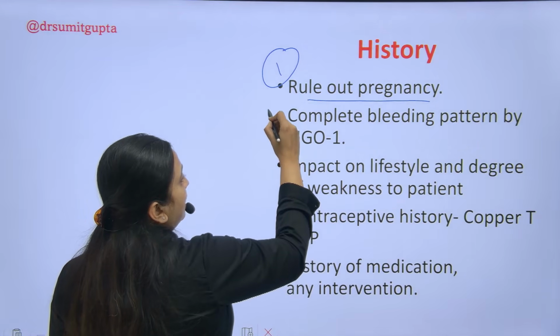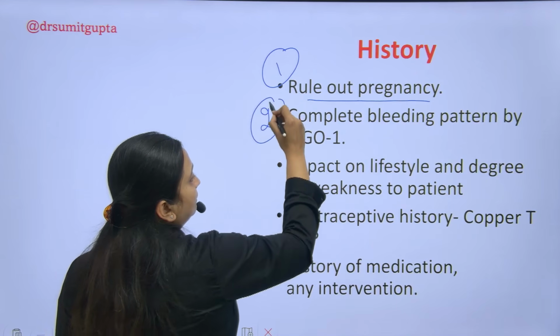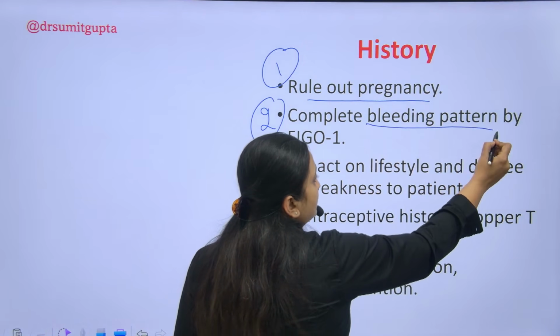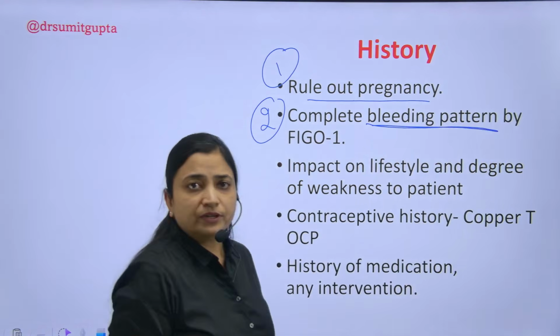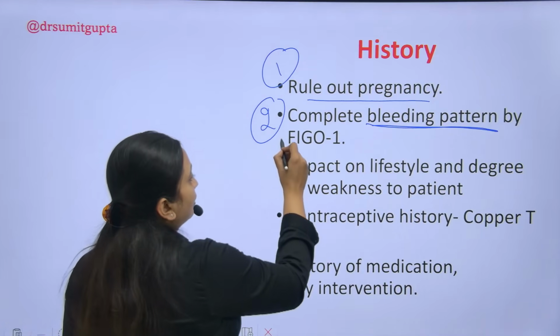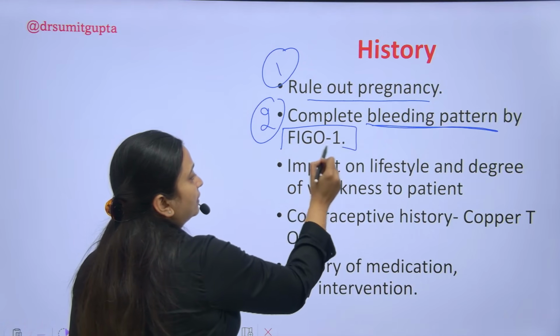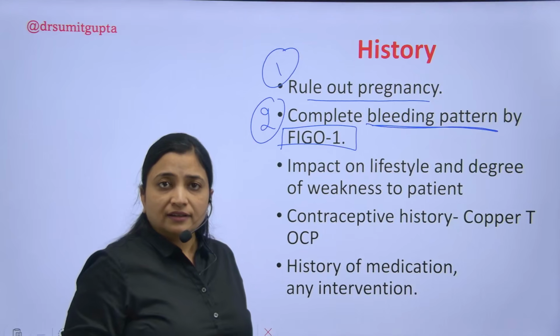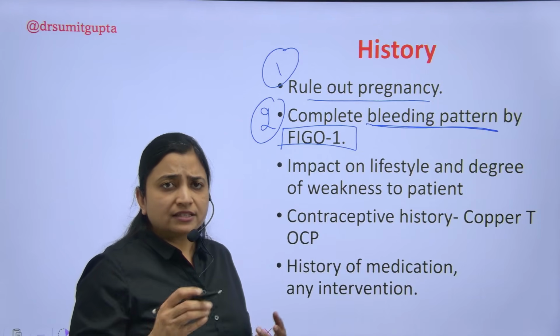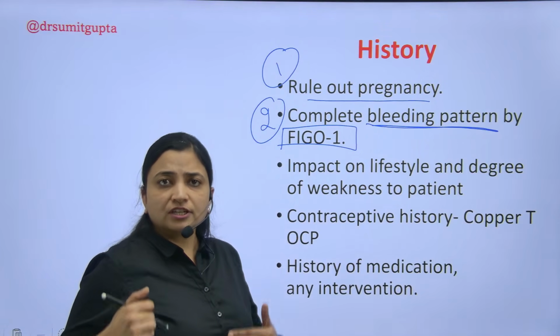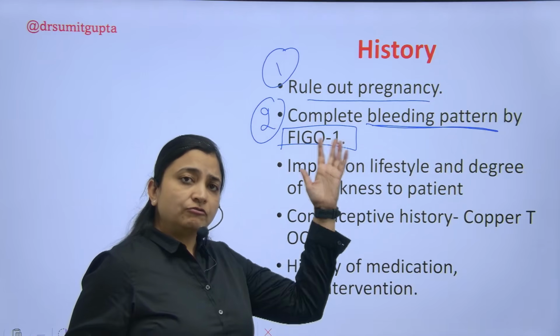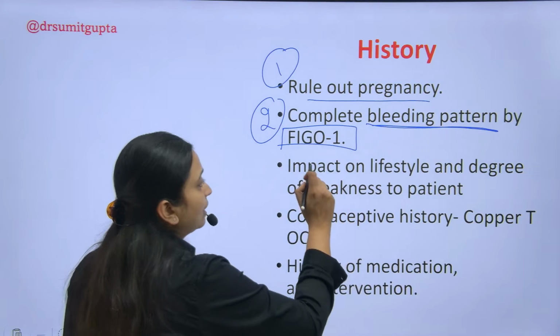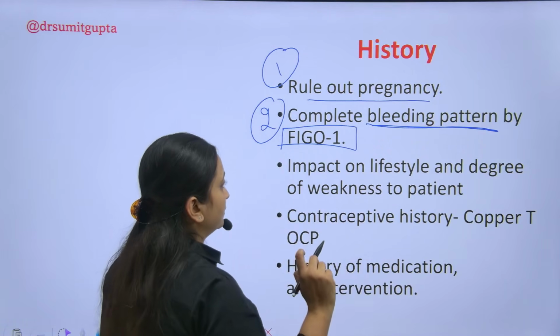Then ask about her bleeding pattern. What is the actual problem with the periods? Which I talked about in my FIGO 1. There was a chart that how many days the period lasts and 1, 2, 3, 4. There were 4 things which I talked about. So we'll have to go to that lecture and listen to it about the complete bleeding pattern.